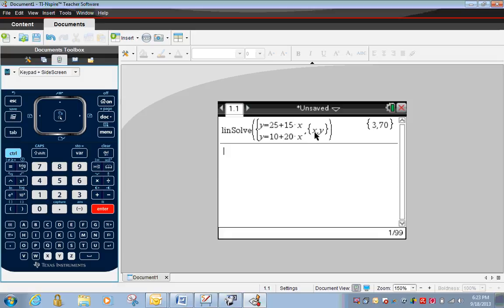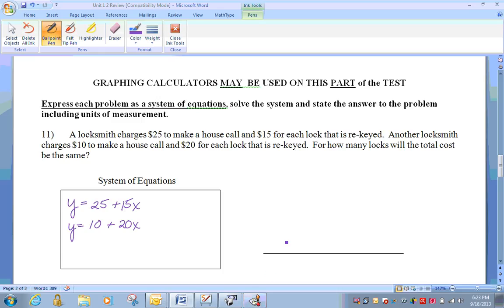Alright, and then you hit enter, and the solution for x, which is the number of keys, remember x represents the number of keys rekeyed, and y is the cost. So the number of keys rekeyed is 3 locks is the appropriate answer for the cost to be the same.